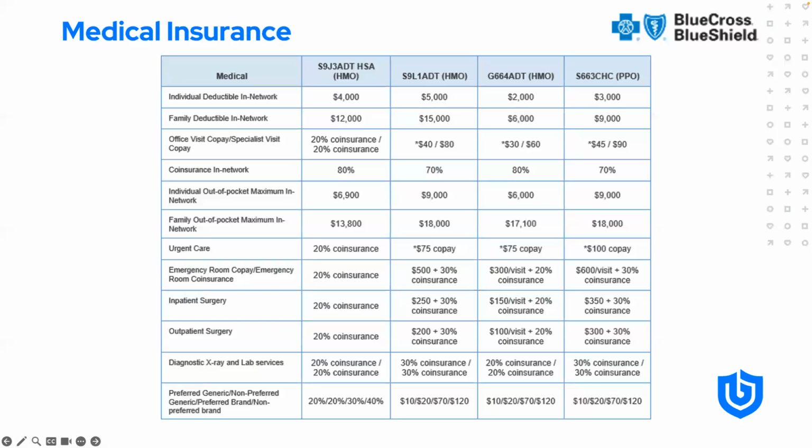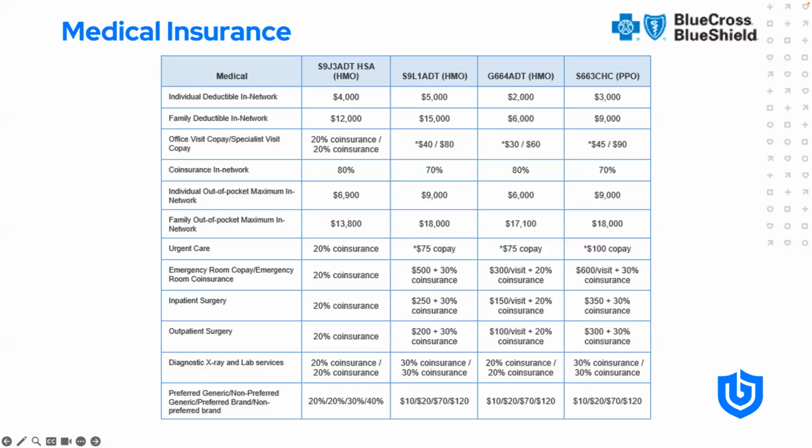Now, with all plans listed here, preventative services are covered at 100%. You'll also notice here that the very first plan listed is marked as an HSA plan. And what that means is that it's a high deductible health plan that requires you to meet your deductible before the plan begins to pay for covered healthcare expenses.